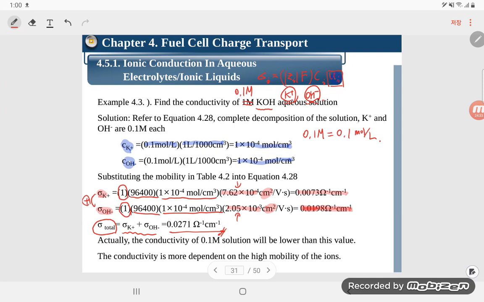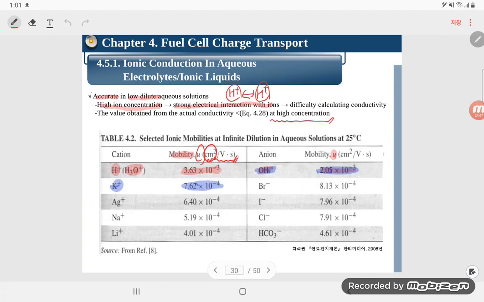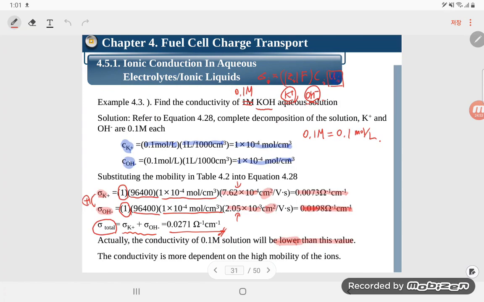And actually, the real conductivity will be lower than this value, because the table assumes mobility in a low dilute aqueous solution, while this solution has a comparatively higher concentration. That is the reason for the error. And the conductivity depends more on the high mobility of ions.